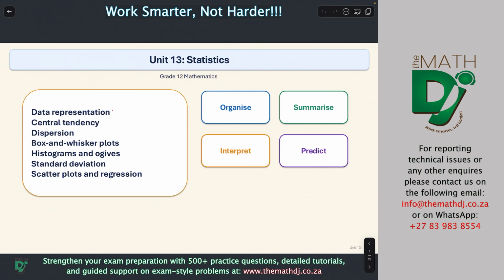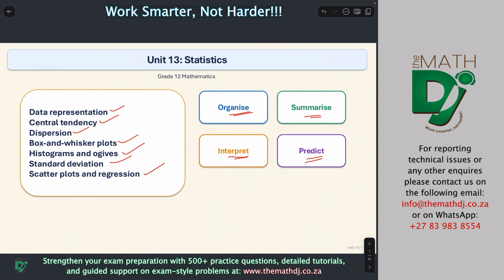Welcome back to Unit 13, Grade 12 Mathematics. Today we're going to focus on statistics. Under statistics, we're going to speak about data representation, central tendency, dispersion, box and whisker plots, histograms and ogives, and standard deviation, scatter plots, and regression. You will learn how to organize the data, interpret it, summarize, and predict using statistical values or calculations that we have made.